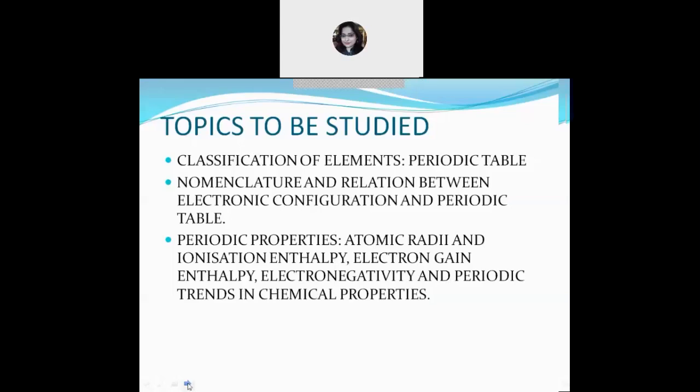Then we will discuss the periodic classification and how it follows a logical sequence of the electronic configuration of atoms. Then the nomenclature and relation between the electronic configuration and periodic table. Then lastly, we will talk about some of the periodic properties, that is atomic radii, ionization enthalpy, ionic radii, electron gain enthalpy, electronegativity, and some of the periodic trends in the chemical properties of these elements.